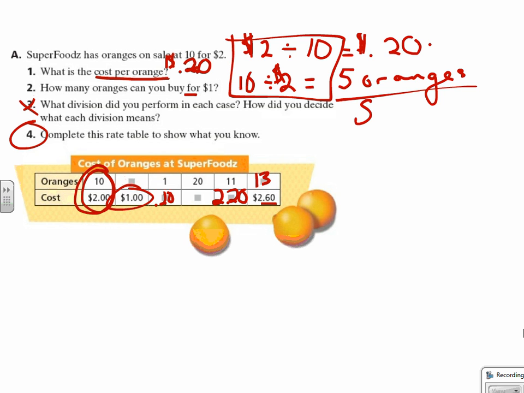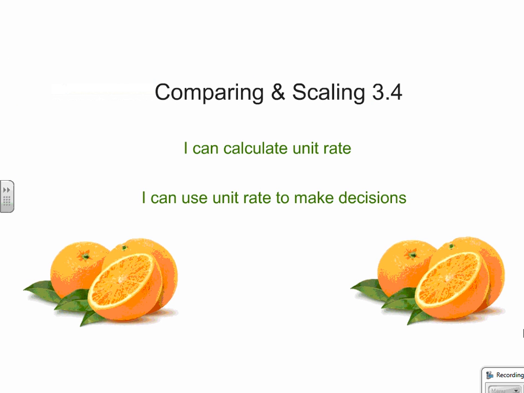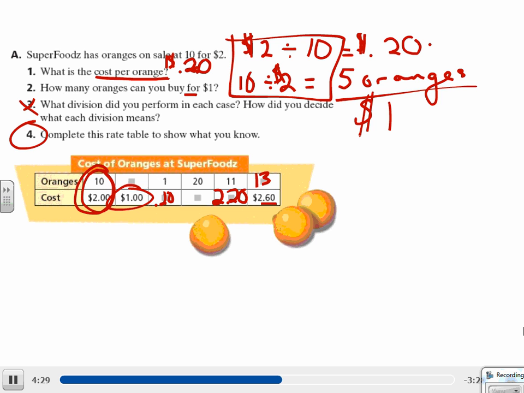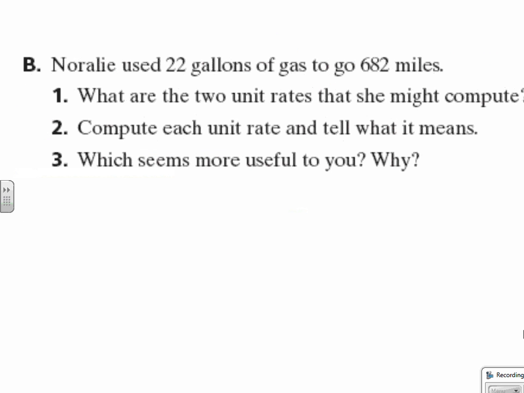We're going to get a little bit extra practice on this using the unit rate, but watch that again and again if you don't quite understand the process we just went through. Our goal is to be able to calculate unit rate, which we did twice. We calculated the rate per orange, and then the rate per dollar. We calculated unit rates in two different ways.